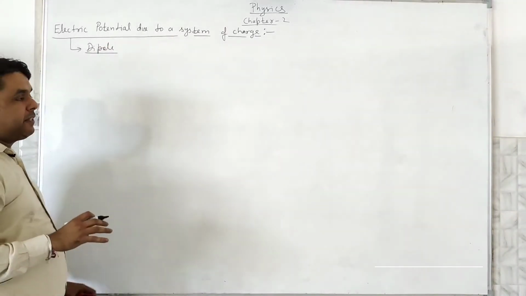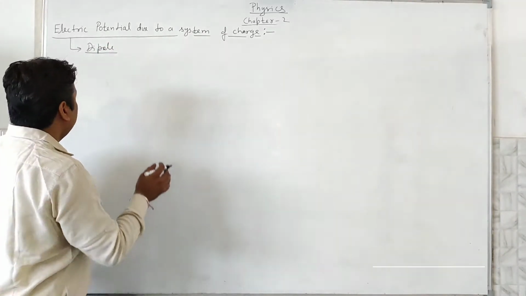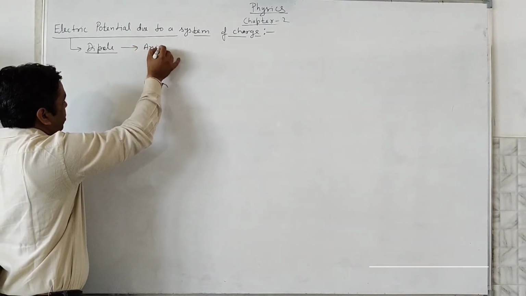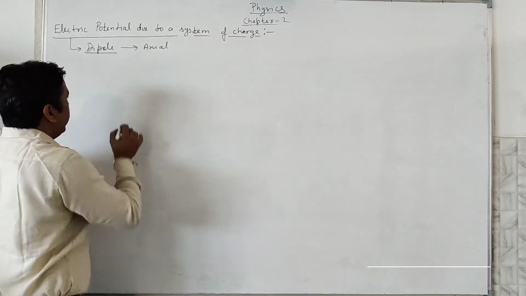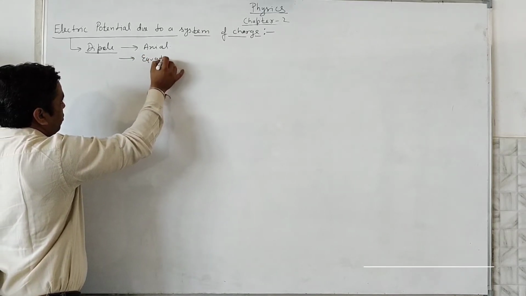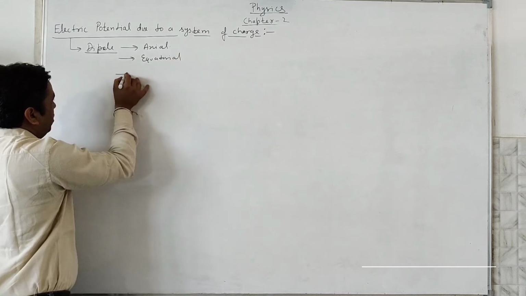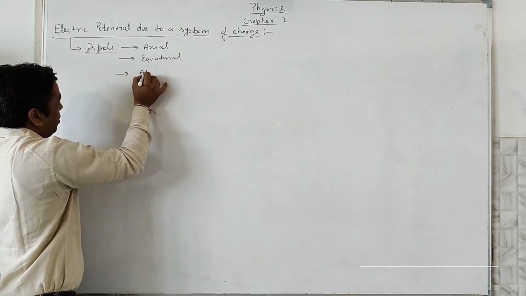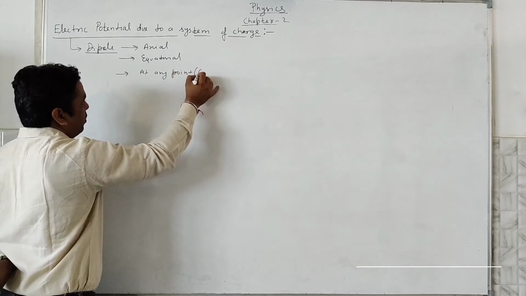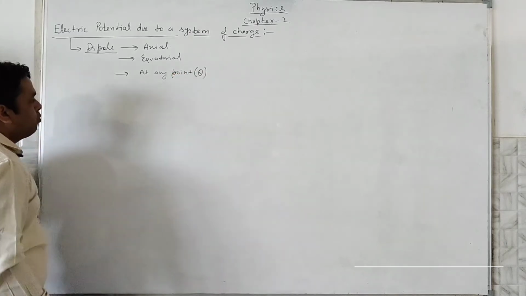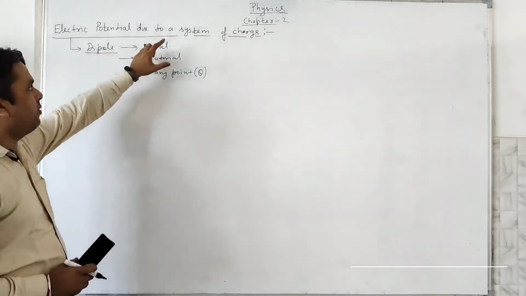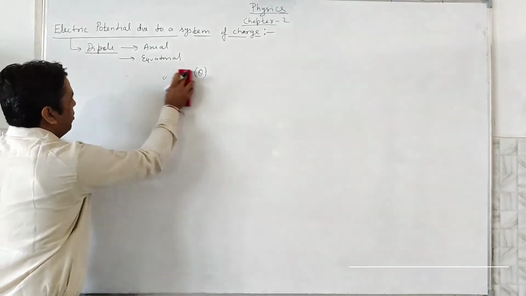So a dipole has basically 3 points. First, today we are going to discuss the axial point. Second is the equatorial point, and third is any point, or you can say at an angle theta. So today we are going to concentrate on the axial one. So at the axial point of the dipole we are trying to find out the electric potential.